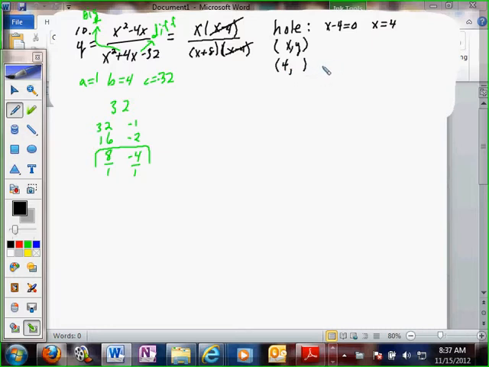And the way I find y is I go back to what's left. And I have y equals x over x plus 8 left. And I want to plug in 4 for x and solve for y. Which is 1/3. So my hole is at 4, 1/3.